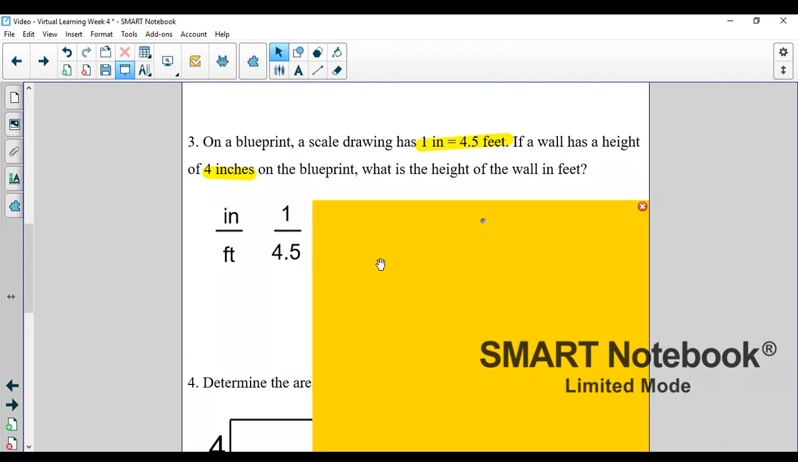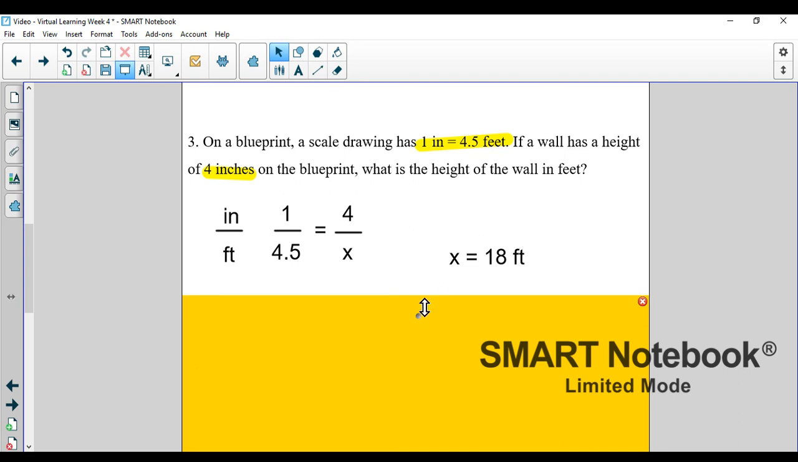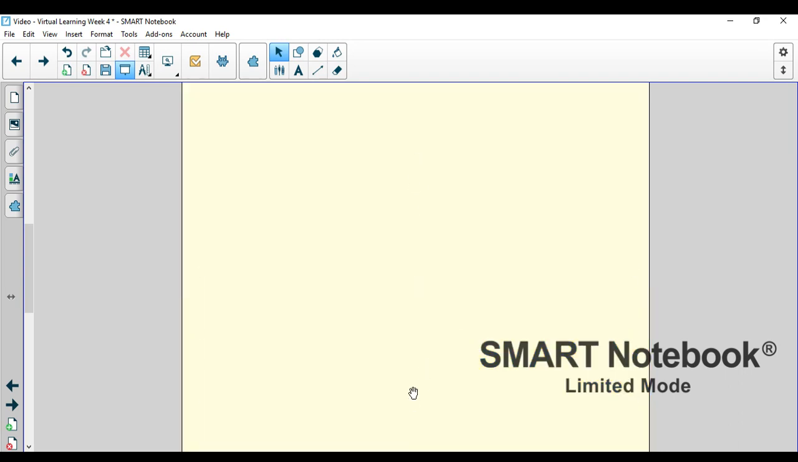I have my inches on top with the numerator. So that's where 4 is going to go. X represents feet, so that goes where my denominator goes. From there, I cross multiply. This one's even easier than the other day's warm up. 1 times x is 1x, and 4.5 times 4 is 18. So we would find out that x would be 18 feet.